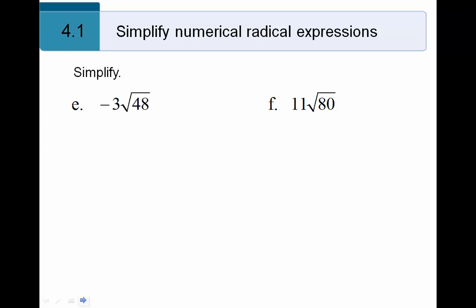Negative 3 times the square root of 48. Now that negative 3, notice, it is not underneath the radical sign. That is just a negative 3. So I'm paying attention to the 48. I'm going to do a factor tree for 48.